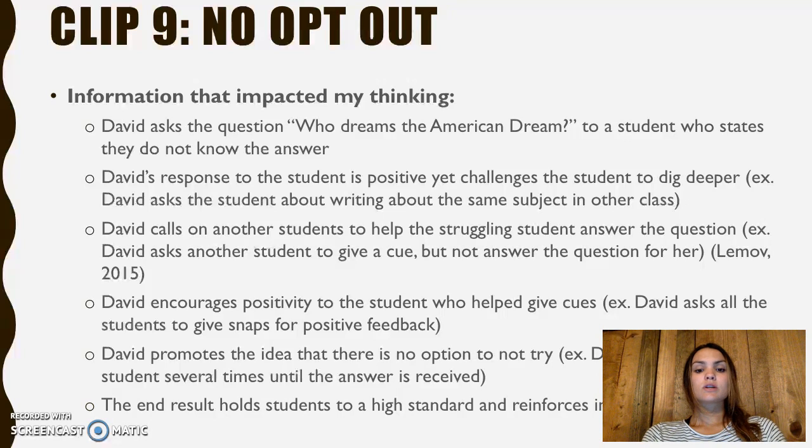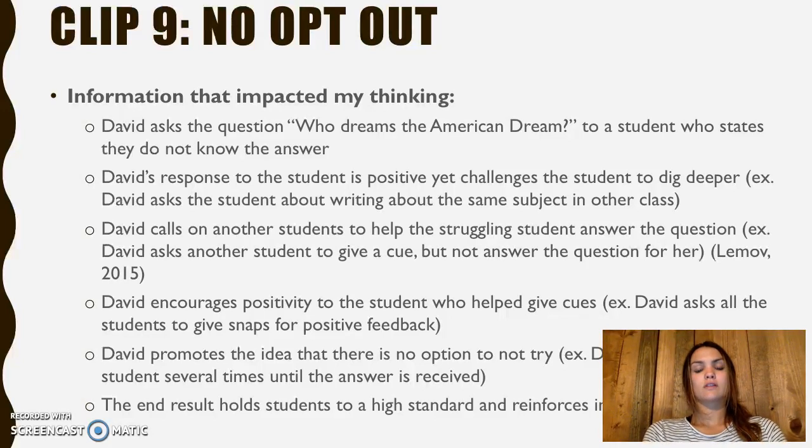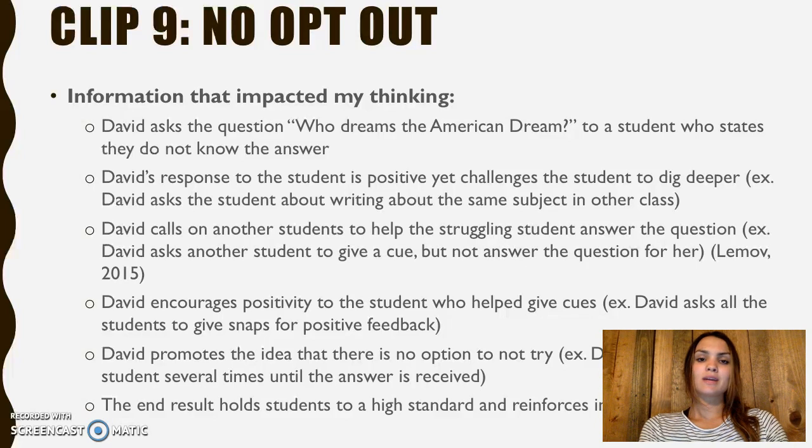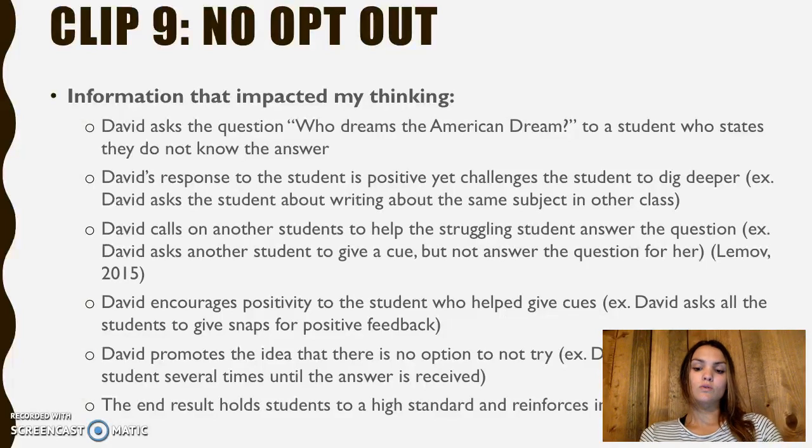David encourages positivity to the student who helps give cues. So an example of this was David asked all the students to give snaps for positive feedback for the student that helped the other one. David promotes the idea that there is no option not to try. He returned to the student several times. He collaborated many different students within the classroom, and he never let the student have the answer. He made her work for it. And the end result is just to hold the student to a high standard and reinforce individual accountability.